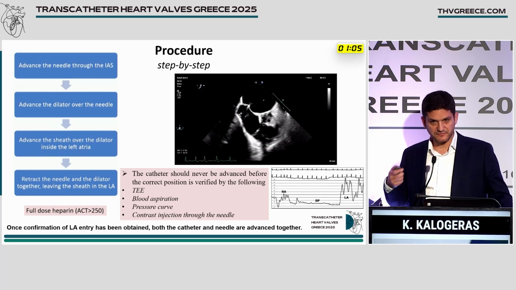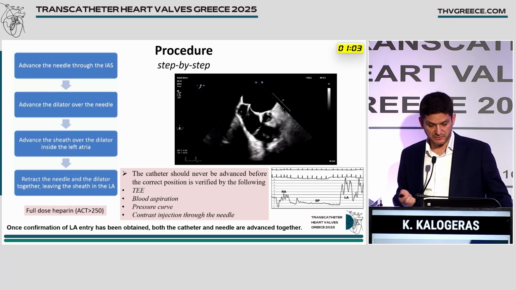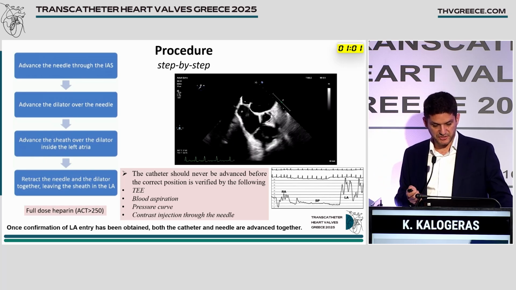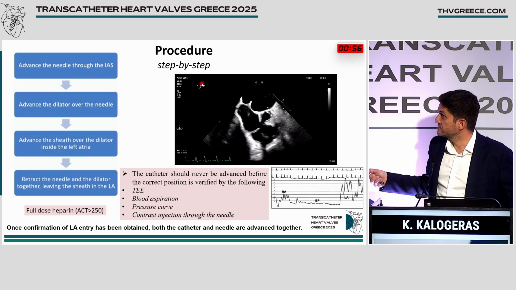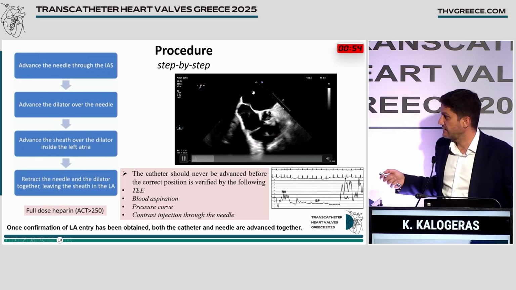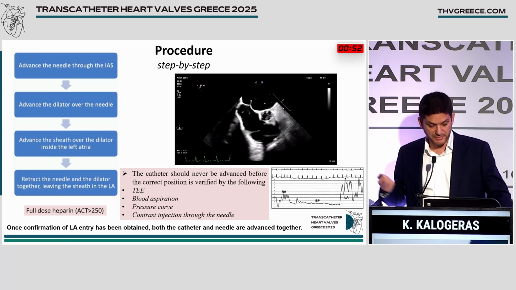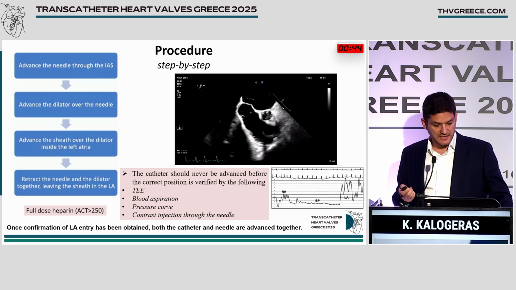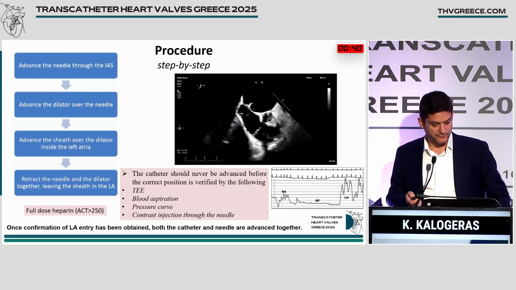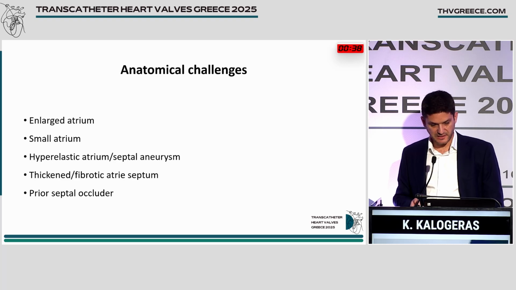Before advancing the sheath, we should be sure about the proper position. We can see the bubbles coming out since we're in continuous flush. We can measure the pressure. We can inject contrast. And once we are okay with that, we advance the dilator and the sheath. We retract the needle and dilator and leave the sheath in the LA. And we never forget to fully heparinize our patient.